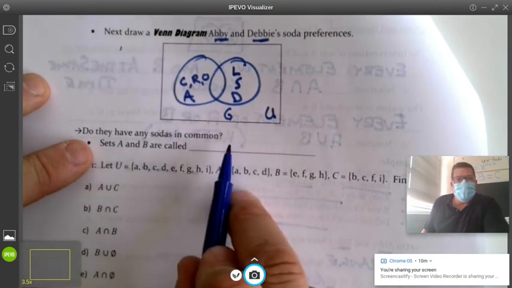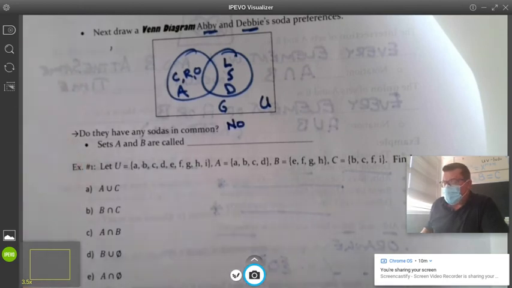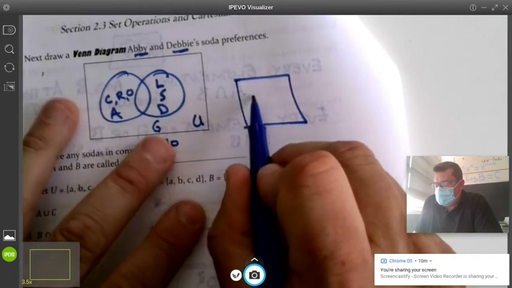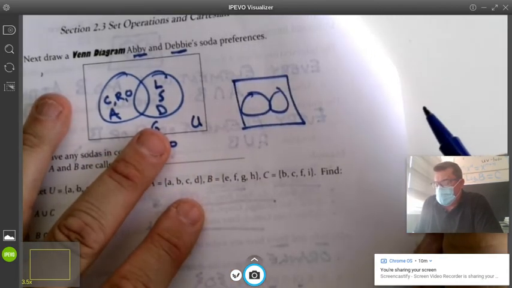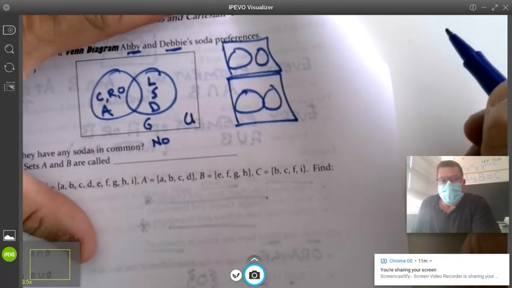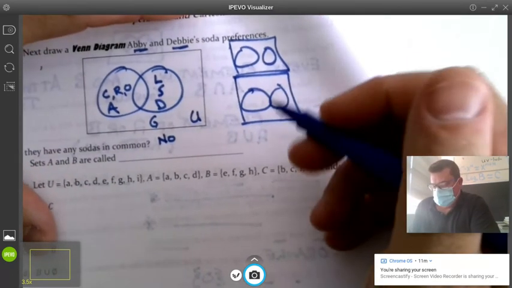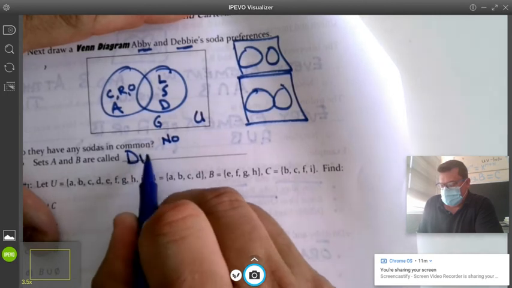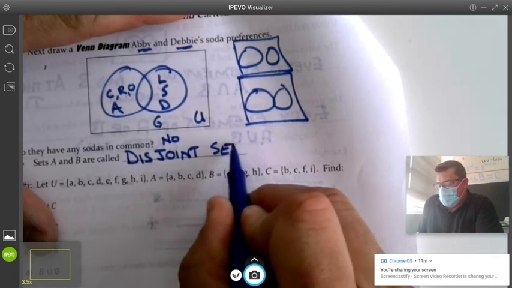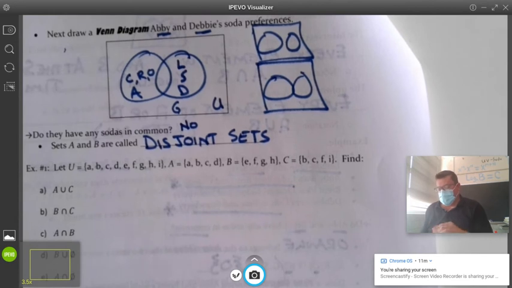So, do they have any sodas in common? No. Since they don't have any sodas in common, the other way to draw this Venn diagram would be the circles don't overlap. Or they don't even have to touch. Do you know what it's called when two sets don't overlap? They are disjoint sets, where their overlappage has 0 items. We'll talk more about that tomorrow.